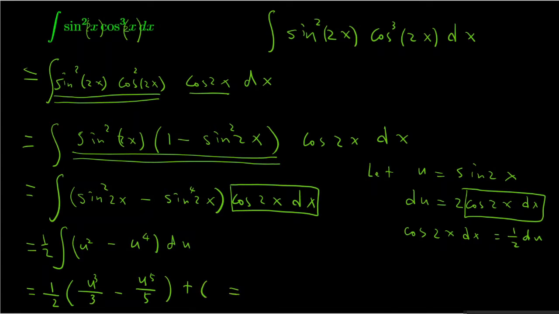Okay. Eventually, we convert the whole thing as a function of x. You are going to get half of, u is sine of 2x, right? Can I just simplify a little bit from here?